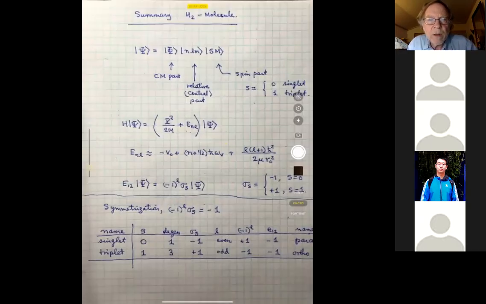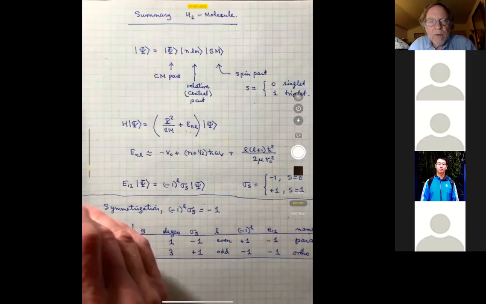a hydrogen molecule, H2 molecule. We did two molecules. We did the carbon-12, C2, and now we do H2. The main difference being that in carbon-12 the nucleus is a spin 0 boson, and in the hydrogen molecule, the nucleus is a proton, which is spin 1/2, and therefore a fermion.